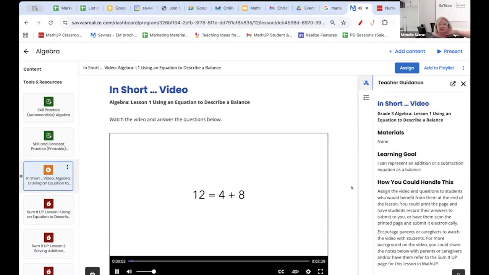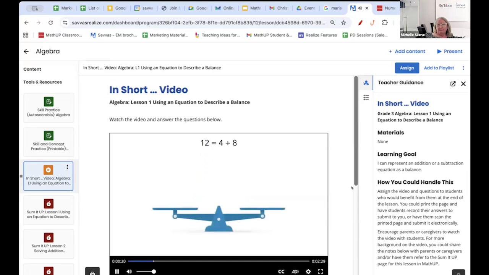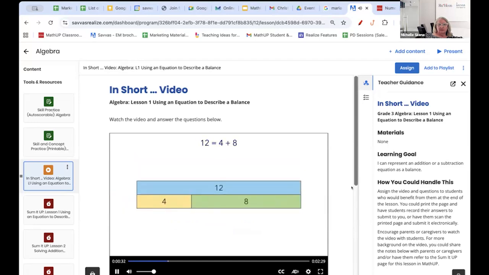You have worked with equations before. Equations describe relationships between numbers. The equation 12 equals 4 plus 8 tells that 12 is made up of a 4 part and an 8 part. You have modeled equations in different ways, such as with a pan balance. In this example, 12 is balanced with 4 and 8. You can also model equations with a bar diagram. In this bar diagram, the top row shows the total of 12, and the bottom row shows the parts that make up the total, 4 and 8.